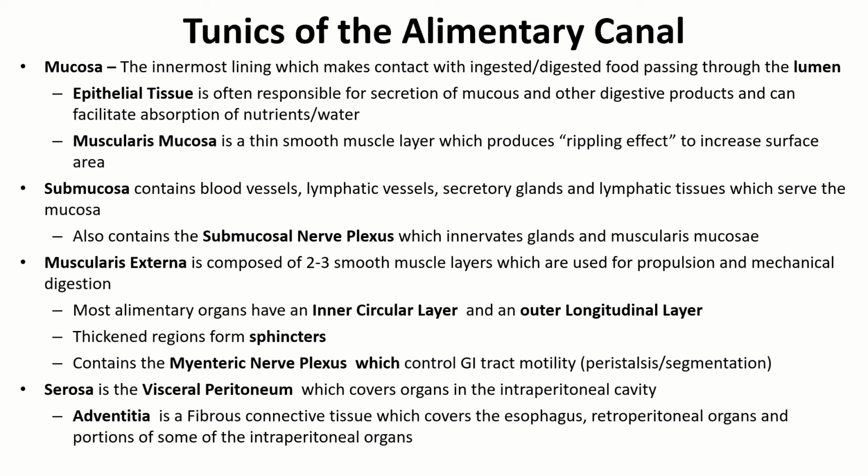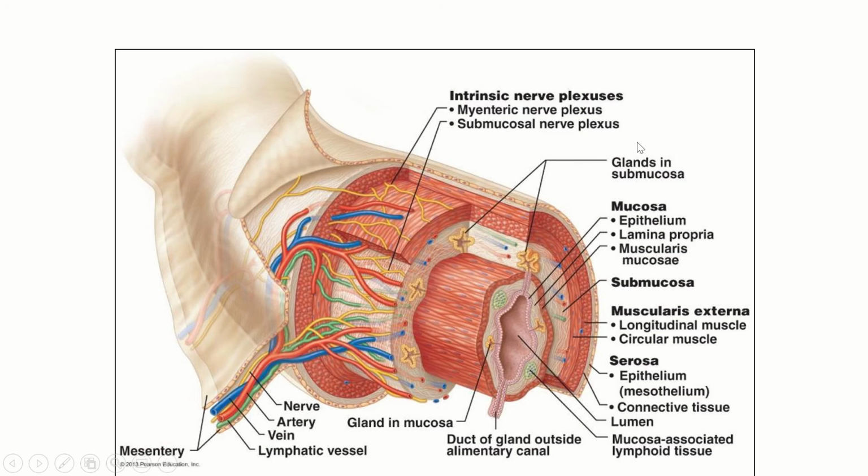The submucosa contains a number of things, including blood vessels, lymphatic capillaries, secretory glands, and other lymphatic tissues, such as Peyer's patches that we've seen. And it contains a nerve net known as the submucosal nerve plexus. And so you can see that right through here. Here's that submucosa. You can see some of those glands. Here you can see some of the yellow nerves, green lymphatic vessels, and the red and the blue circulatory vessels.